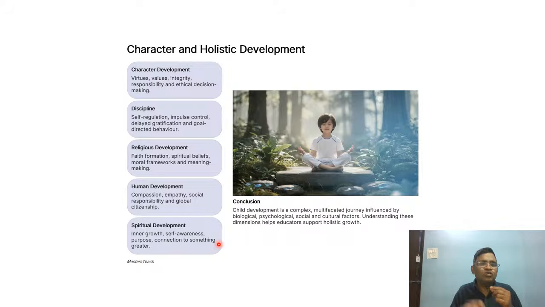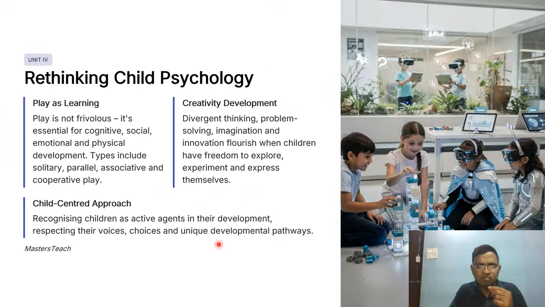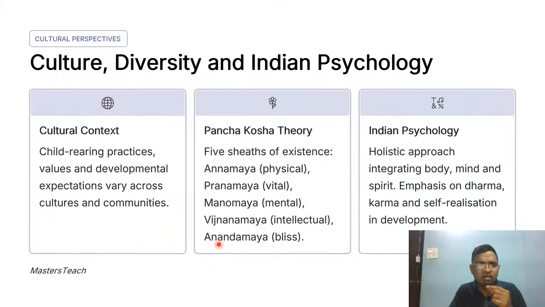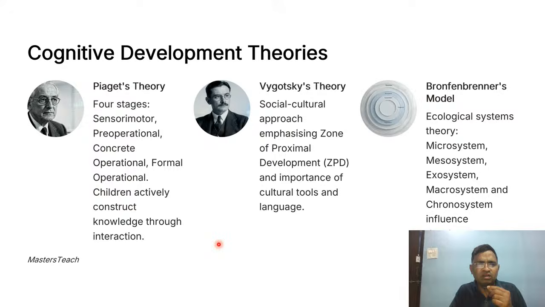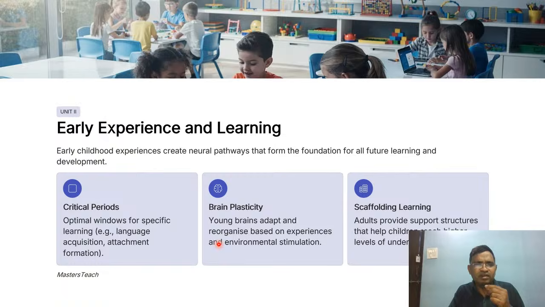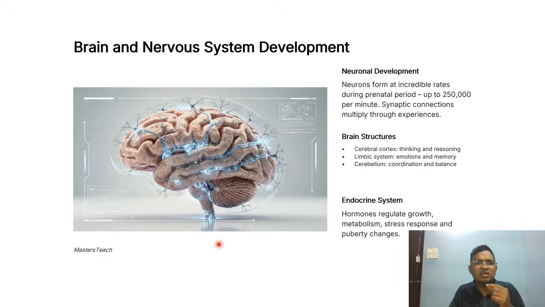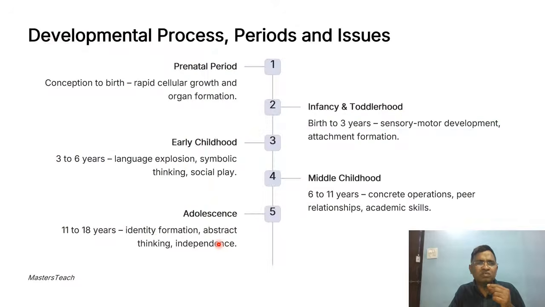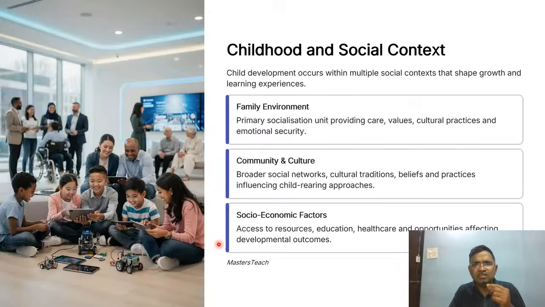So here is the conclusion about child development. Child development is very complex. It is a multi-phase journey influenced by biological, sociological, psychological, and cultural factors. Understanding these dimensions helps the educator to support holistic growth. So this is a small presentation about child development from many perspectives: social, psychological, developmental, and biological.